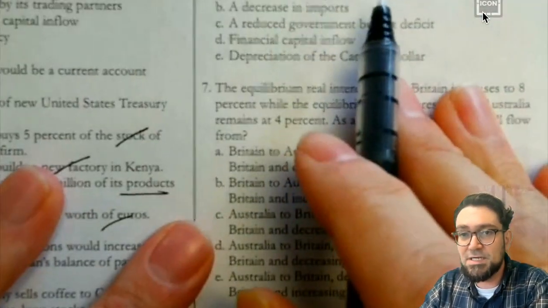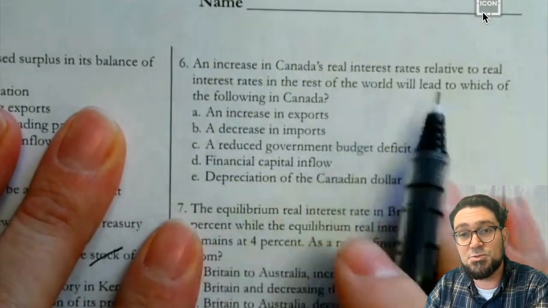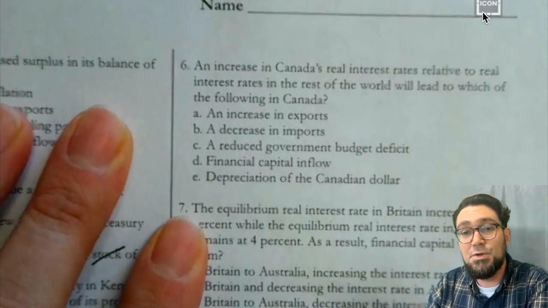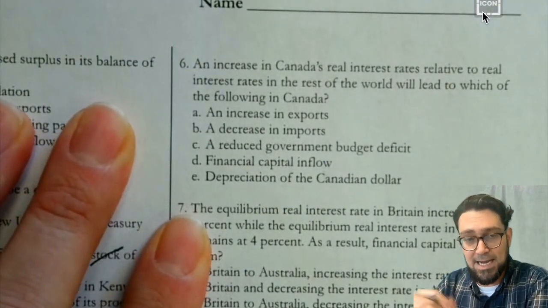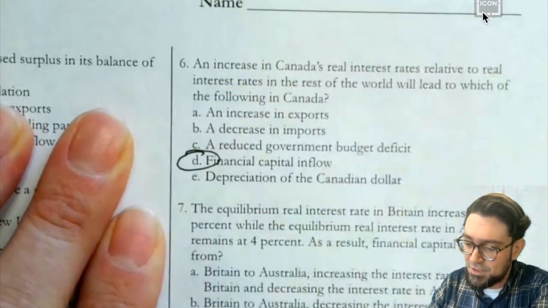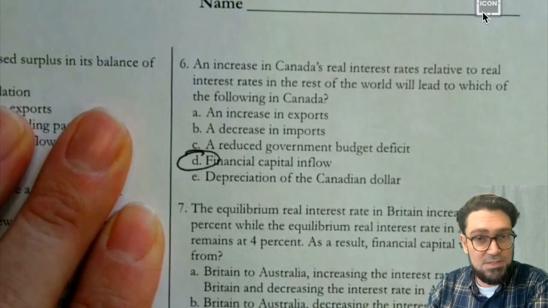Number six, an increase in Canada's real interest rates relative to real interest rates in the rest of the world will lead to which of the following? We would expect there to be more money flowing into Canada, and we call that a financial capital inflow. That's D. Supply of loanable funds would increase.